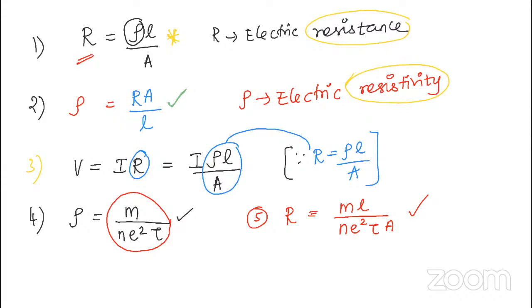A simple relation: resistance R is proportional to L by A. If you remember just that format, from it we can calculate the resistance value, resistivity value, potential difference value, and the values of everything else. So note all these formulas well, because we are going to relate them and work out problems.